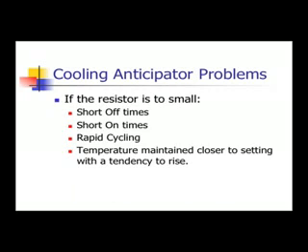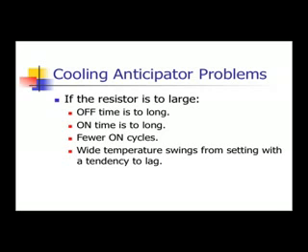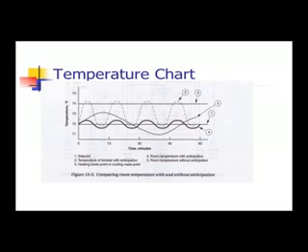A cooling anticipator is in parallel with the contacts. So when the contacts close, the current goes through the path of least resistance and bypasses the cooling anticipator. If the resistor is too small, you're going to have short off times, short on times, and rapid cycling. Temperature is maintained closer to the setting with a tendency to go a little bit above. If the resistor is too large, the off time is too long, on times are too long, and there are fewer cycles, so you're going to have wide temperature swings with a tendency to lag.